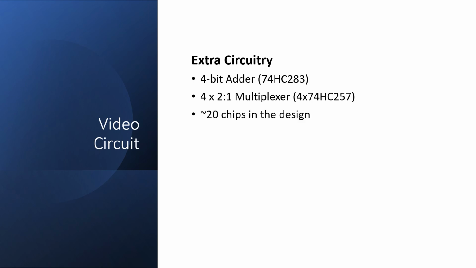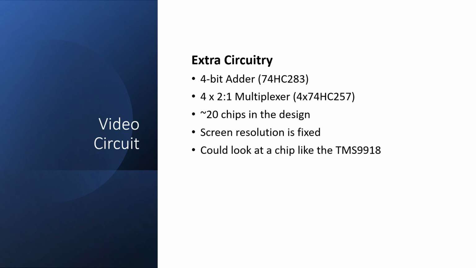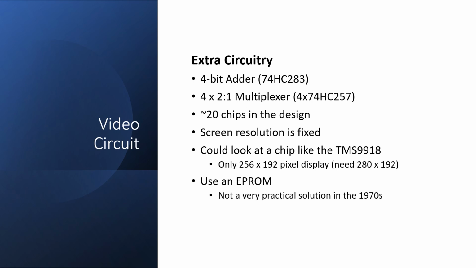This means the entire design has about 20 chips, and even then the system is very fixed, with no programmability at all. We could look to use a chip like the TMS 9918, however it only has a 256 by 192 pixel resolution, and we need 280 by 192. So I'm going to use an EPROM as the raster generator. Admittedly, this wasn't a very practical solution in the 70s, but it makes a lot of sense now.